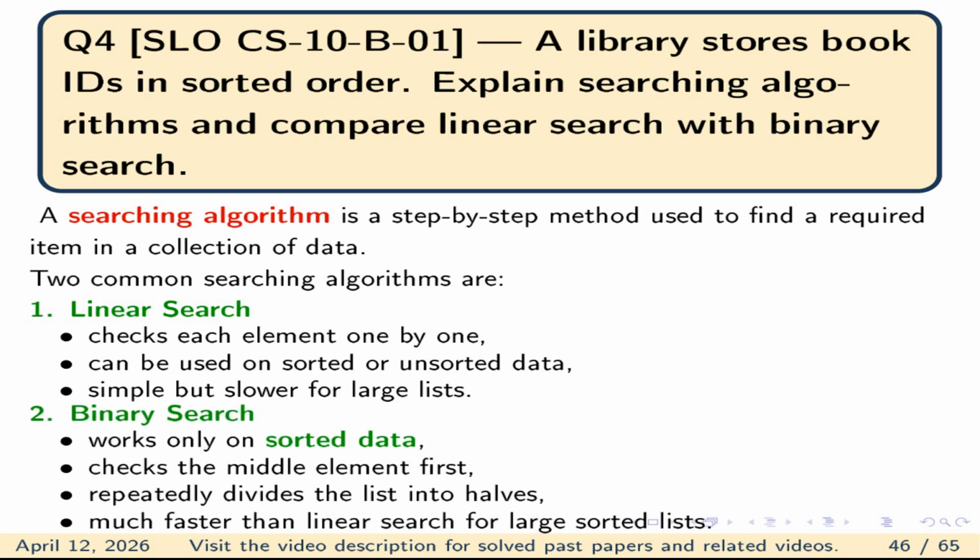While binary search works only on sorted data. यही इसका सबसे बड़ा ड्रॉबैक समझ लें या इसका एडवांटेज समझ लें. Sorted data पे ये काम करती है. Checks the middle element first. Repeatedly divides the list into halves. Much faster than linear search for large sorted lists.